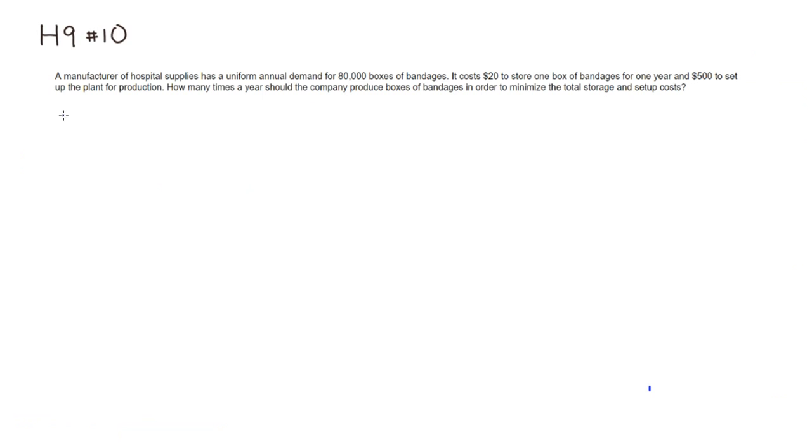All right, let's let x be the number of productions, or we can say setups, per year. That means that it produces x times a year. So let's find the cost function. I'm going to call it, say, C of x.